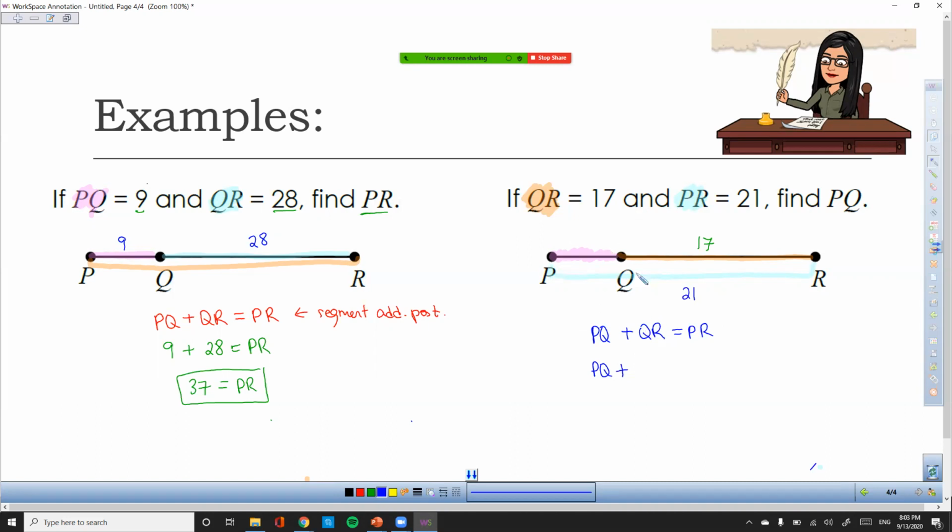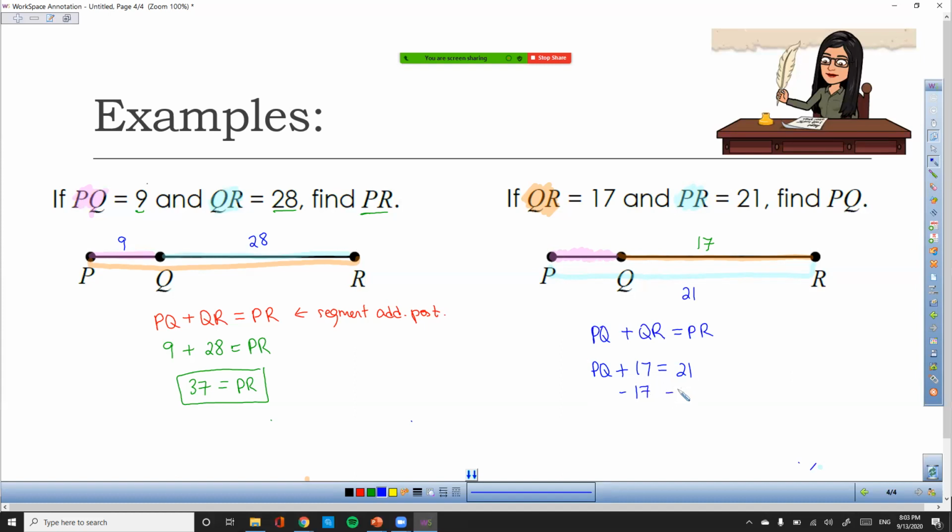Plus the length of segment QR. They told me that QR was how much? Right here it tells me QR is 17, equals the length of segment PR. How much did it tell me PR was? 21. So in this case, how can we solve for PQ? How can we find the length of segment PQ? We can just solve it. Numbers with numbers. We move it to the opposite side and use the opposite sign: minus 17.